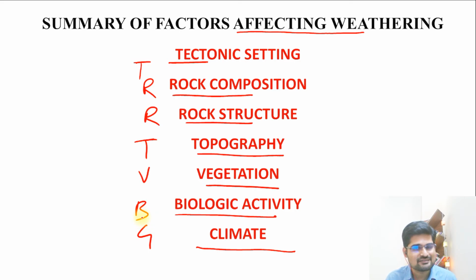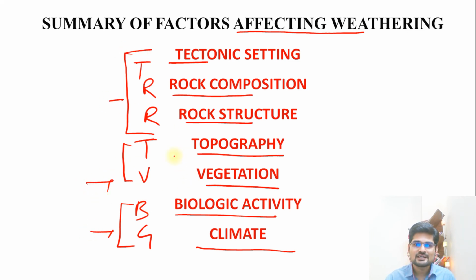Many times it is asked in different examination questions. So if you want a shortcut, you can make it your way. So it is just TRR, then you have TV, and then you have BG. If you can make some word out of it according to your convenience, you can do it. So through mnemonics you can understand. So TRR, TV, and BG. So it's tectonic setting, rock composition, rock structure, topography, vegetation, biological activity, and climate. So these are the major factors affecting the weathering process.